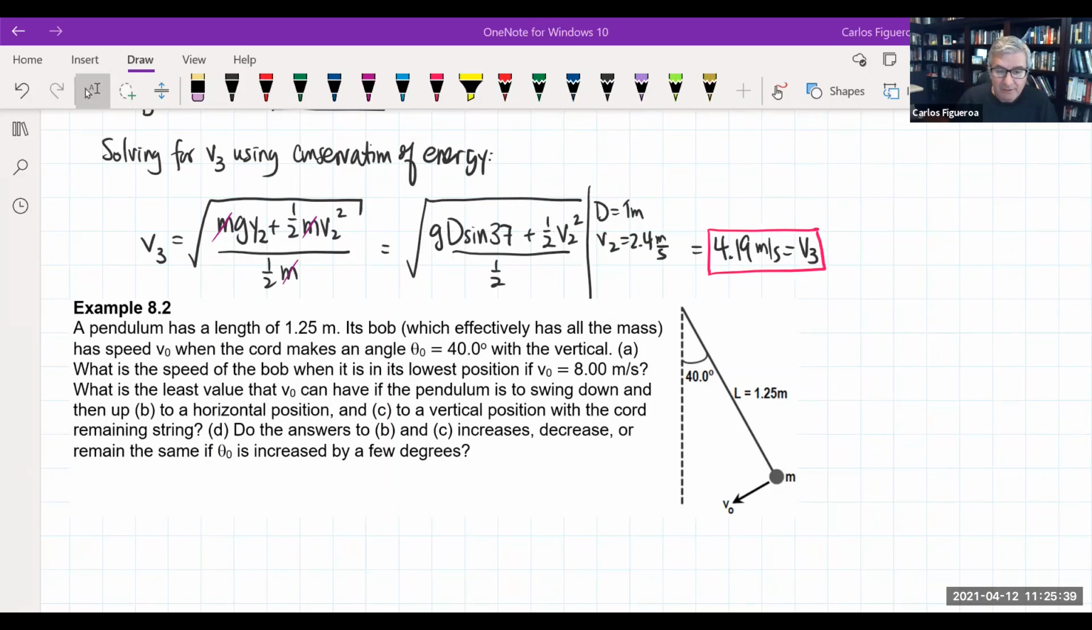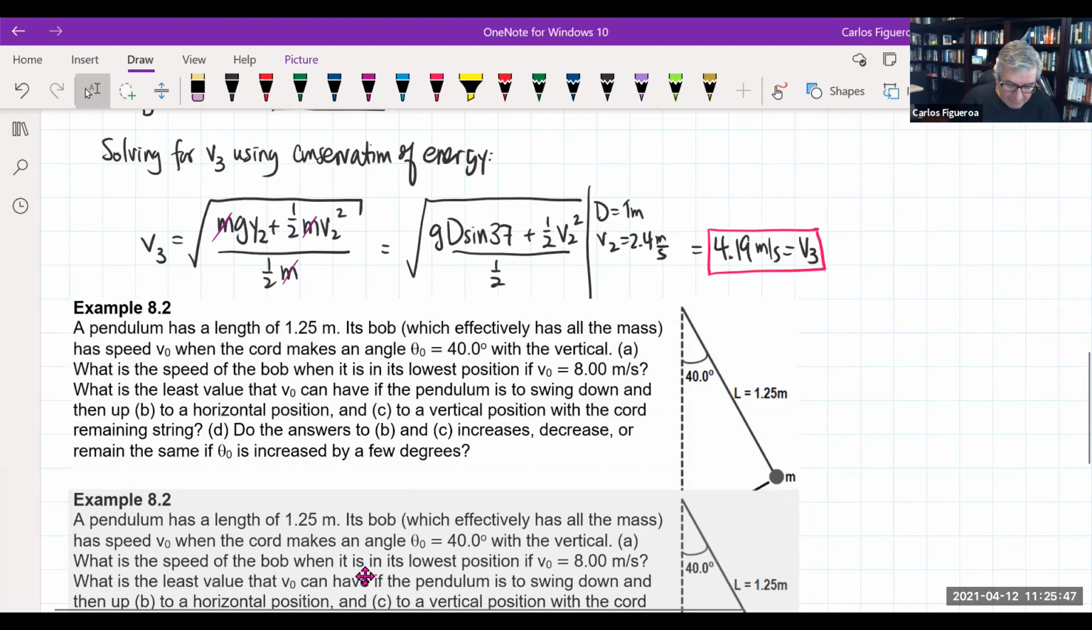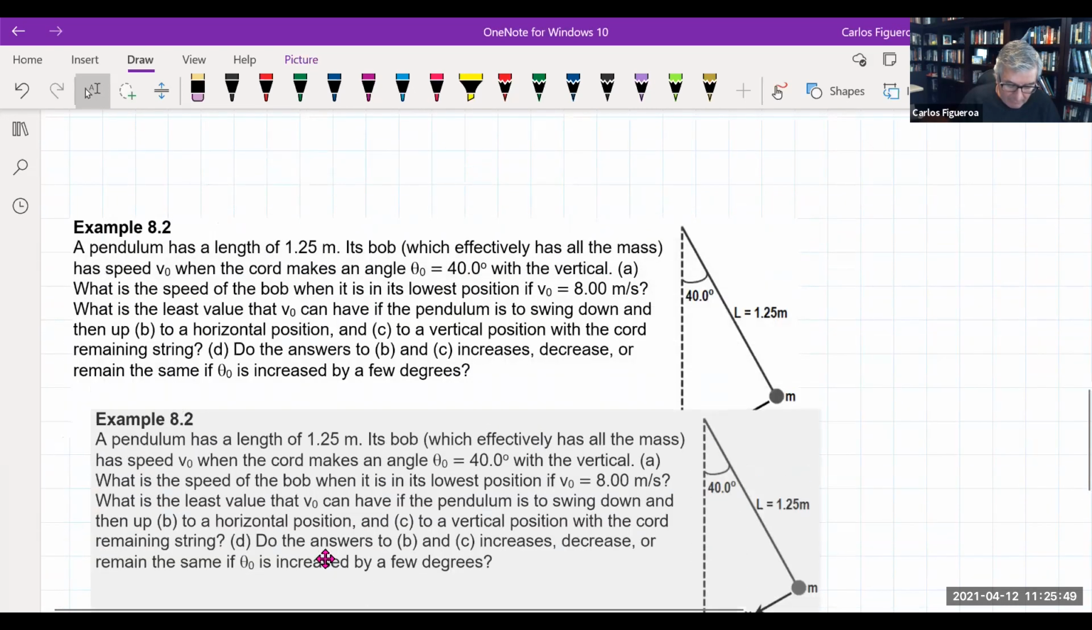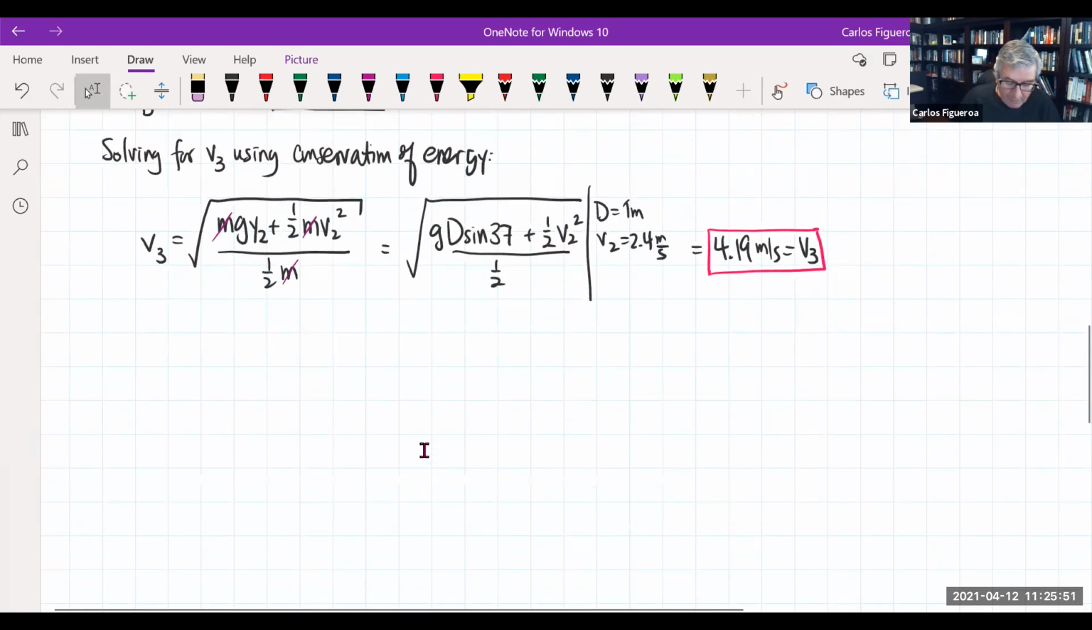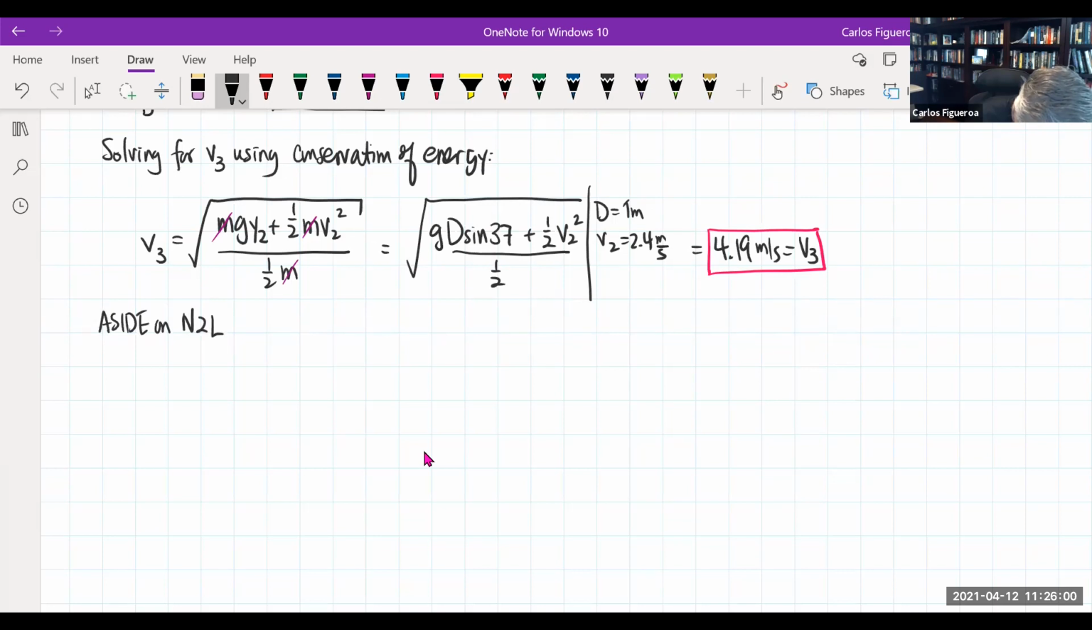What I want to do here is kind of step aside of this. I think what I'm going to do is take this and slide this down. And I'm going to do an aside here, an aside on Newton's second law for circular motion.